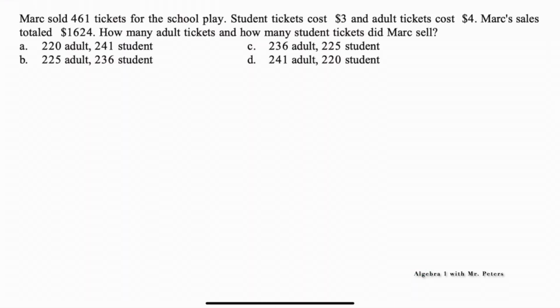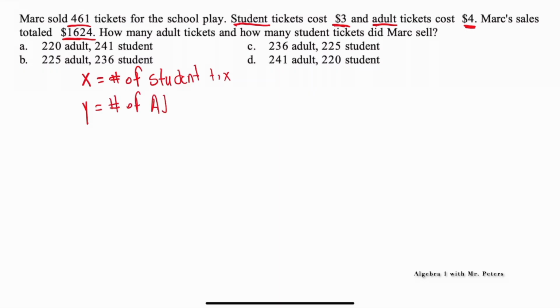So we're dealing with systems of equations, and we have to create the equations to properly solve. So we know Mark sold 461 tickets. We know we have student tickets, which cost $3, and we have adult tickets, which cost $4. And all together, we know all the sales equal 1624. And now we need to figure out how many adult and student tickets there are. So let's use our variables, right? So x is equal to the number of student tickets, okay? And we know that y is equal to the number of adult tickets.